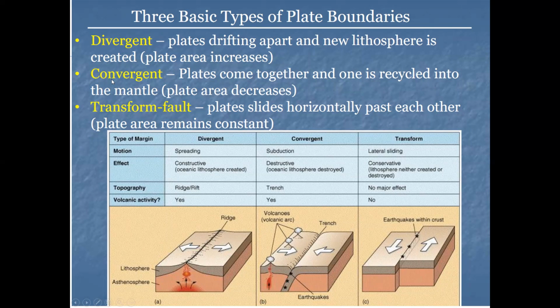Then you have convergent plate boundaries, where plates are converging, coming together. So it's plates coming together and one is recycled into the mantle. As a result, plate area is decreased. Then on the other hand, you have what we call transform faults. Plates slide horizontally past each other. Such plates do not increase the plate area, nor do they decrease it. So the plate area remains constant.